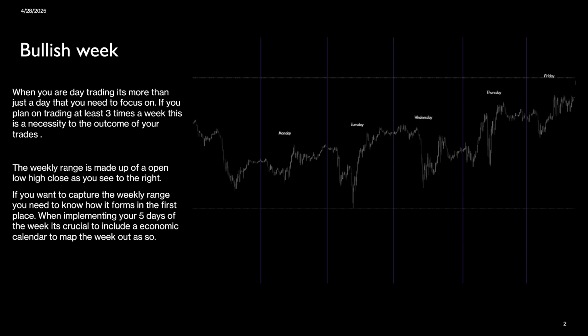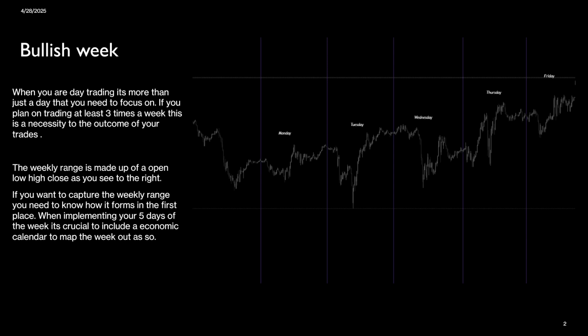So the weekly range is made up of an open, low, high, close, as you see to the right of my screen over here. I have it delineated within days, but we open on Monday, we trade down, we go up, and then we close somewhere over here. So this is a bullish week. This is an up close candle right here. If you want to capture the weekly range, you need to know how it forms in the first place. When implementing your 5 days of the week, it's crucial to include an economic calendar to map the week out. So this is a bullish week.